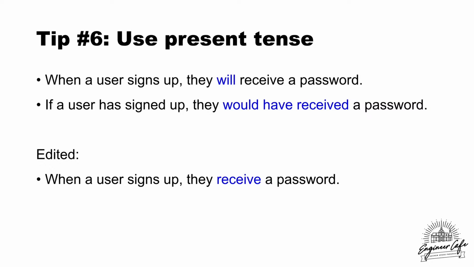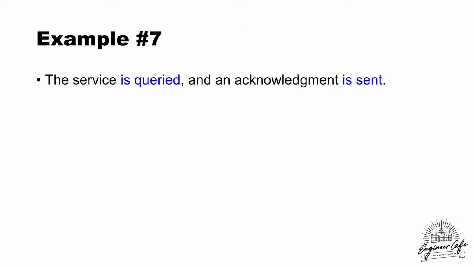Example 7. The service is queried and an acknowledgement is sent. I know this one. So this is my least favorite thing to see. I don't know how many people are watching right now. We've got a couple of people maybe, but this grammar pattern we're looking at is the passive, right?